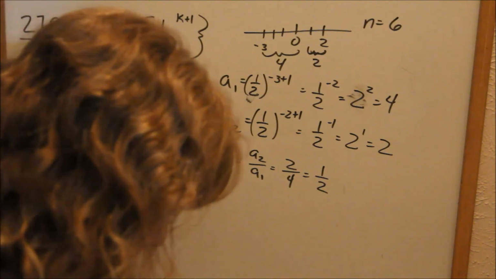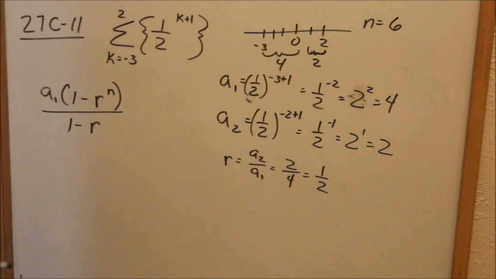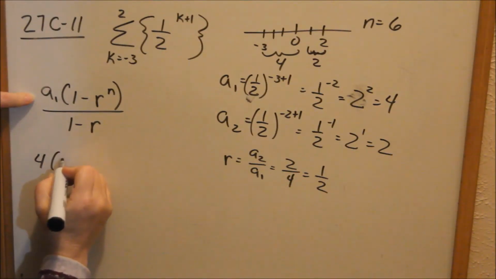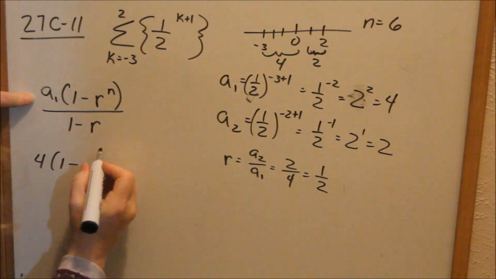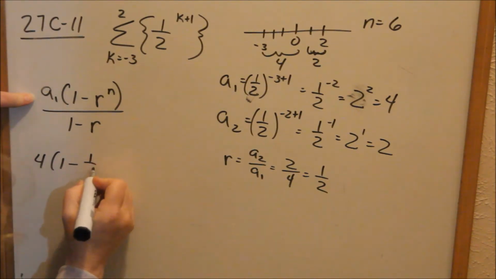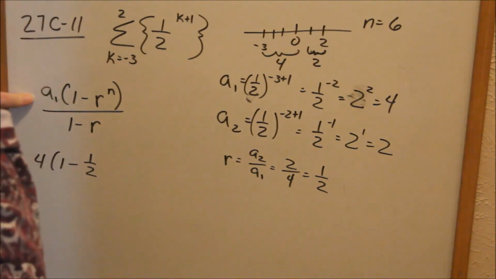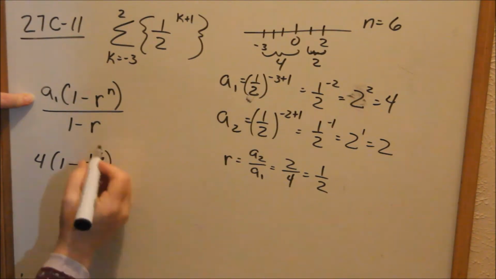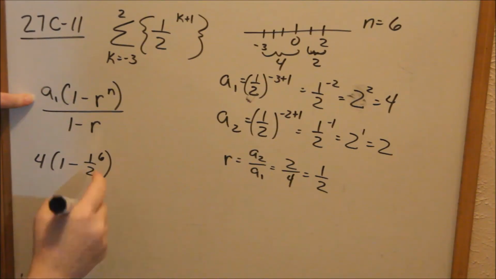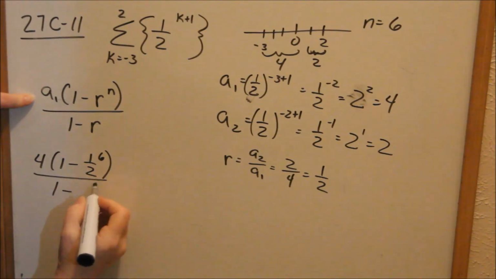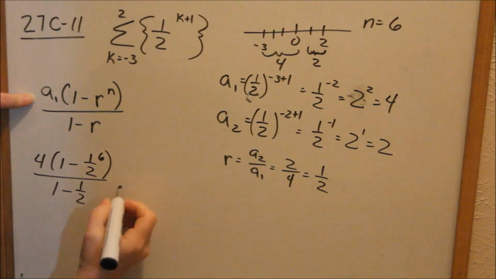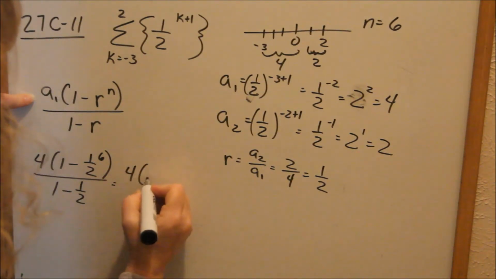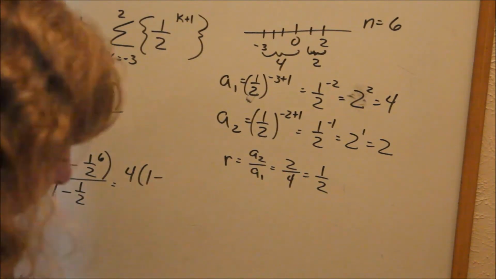Now I plug everything into my formula. My first term is 4 times 1 minus, my common ratio is 1/2, raised to the n, my number of terms was 6. You can use parentheses if you want. Usually if I have a negative, I use parentheses. 1 minus my common ratio is 1/2. Okay, I'm going to do my exponents first. 4 times 1 minus 1/2 to the 6th power.